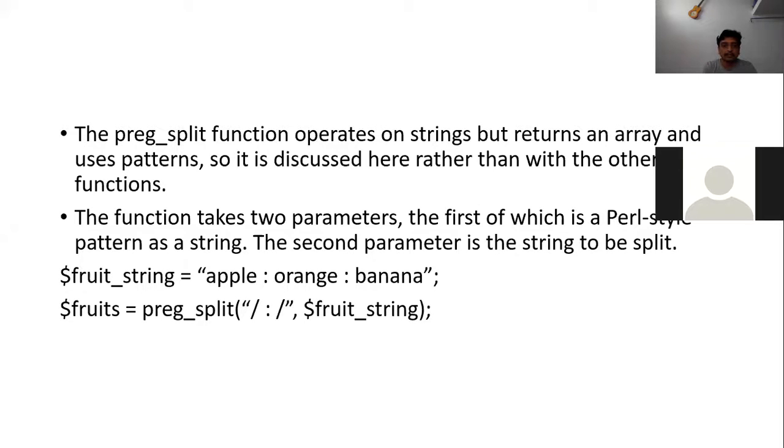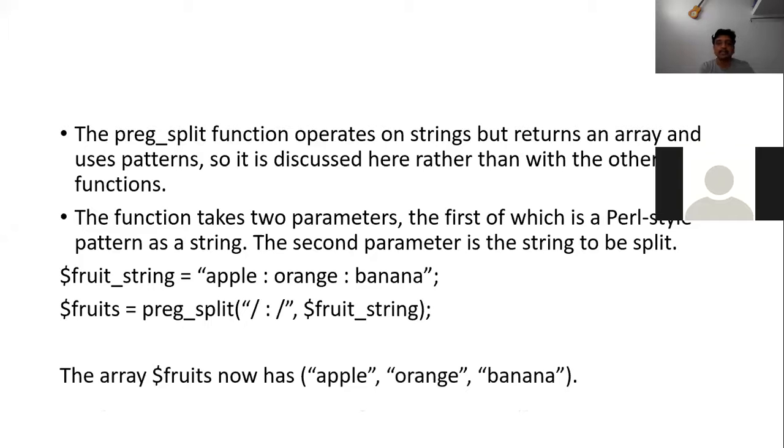So if you predict the output, what will the output be? We can see the output like this: it is an array of fruits containing apple, orange, and banana. It splits and puts them in an array, with apple, orange, and banana separated.